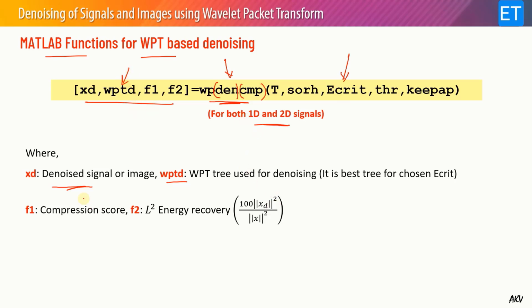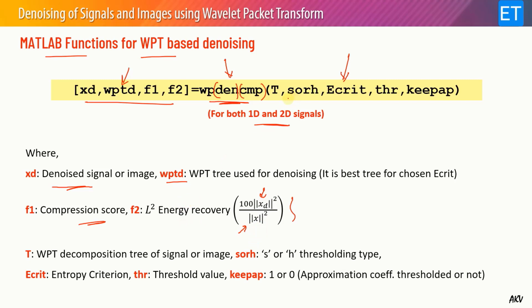And here F1 is the compression score, so it is useful only in the case of compression. Because I'm using denoising, I don't have any use of it. And then F2 represents the L2 energy recovery. Energy recovery is simply a percentage: the energy of all the wavelet packet coefficients of the denoised signal divided by the energy of all the wavelet packet coefficients of the original signal, I mean the noisy input signal. So that is simply the ratio of the energy.